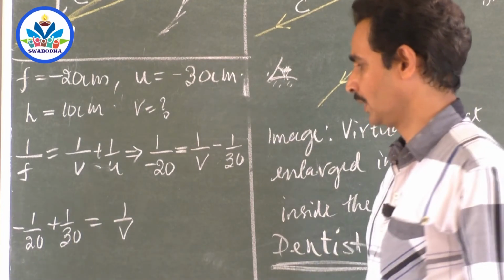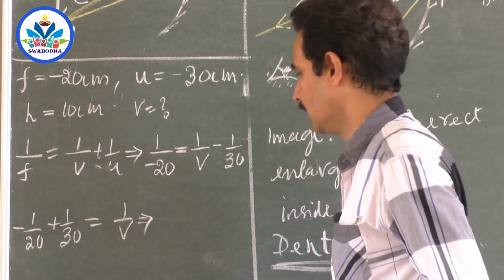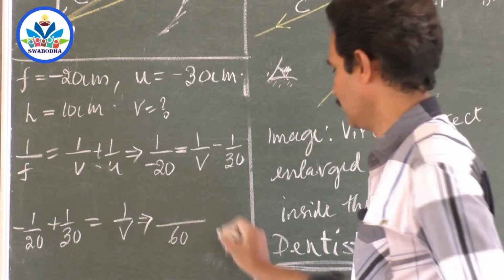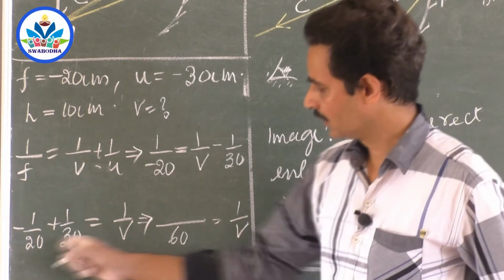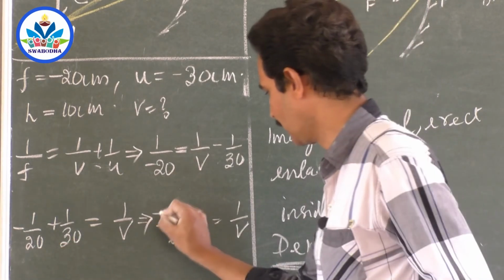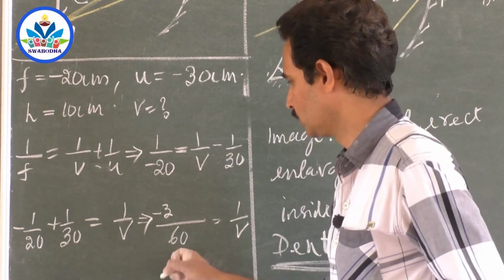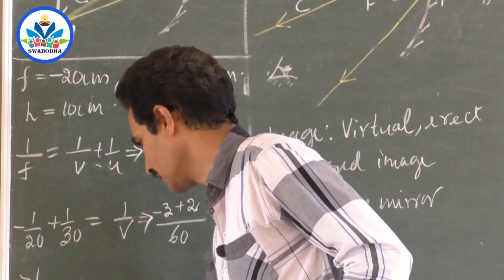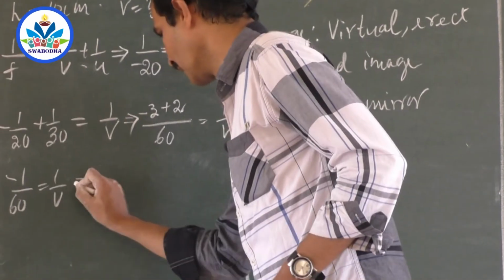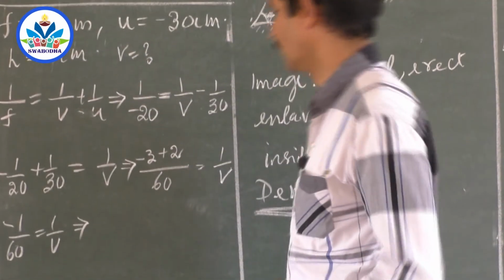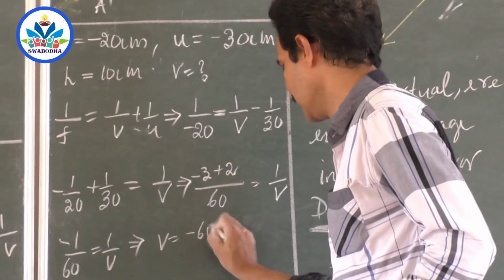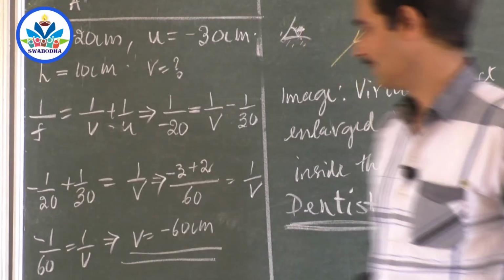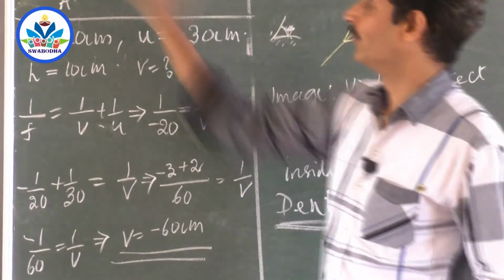1 by V remains here only. That implies I can take 60 common, equal to 1 by V. 60 3 times minus 3, 60 2 times plus 2, minus 1 by 60. So minus 1 by 60 is 1 by V, implies V is equal to minus 60 centimeters. Everything is in centimeters. It is minus 60 centimeters, and 60 is definitely far away.